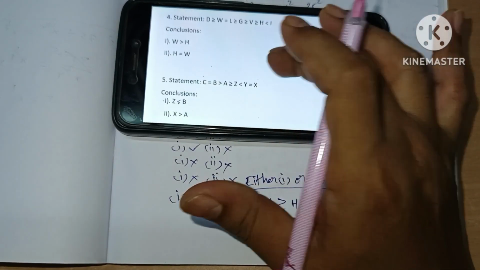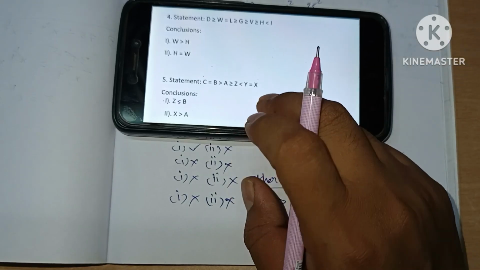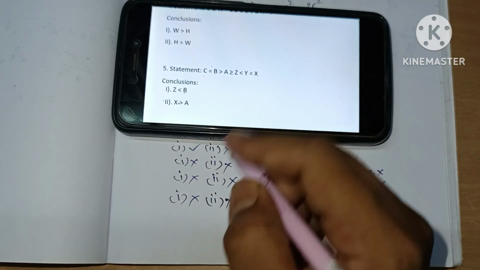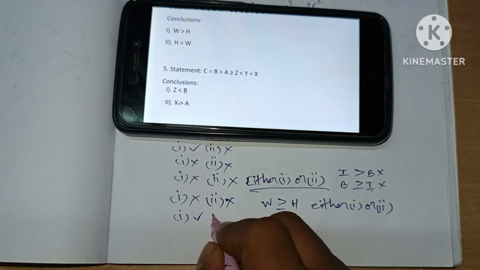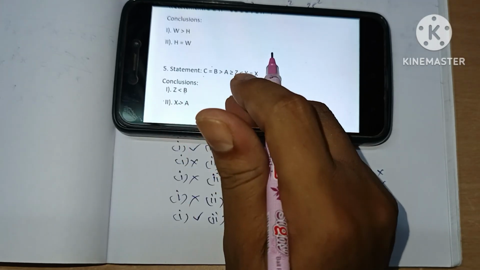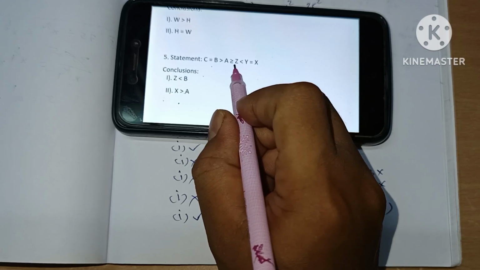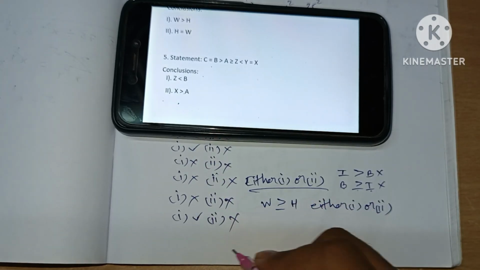Next, fifth question, the flow from B to Z. From B we can reach to Z, so the first conclusion will be true. Second conclusion, the flow from X to A. From X we can reach up to Z but not to A, so the second conclusion will be false.